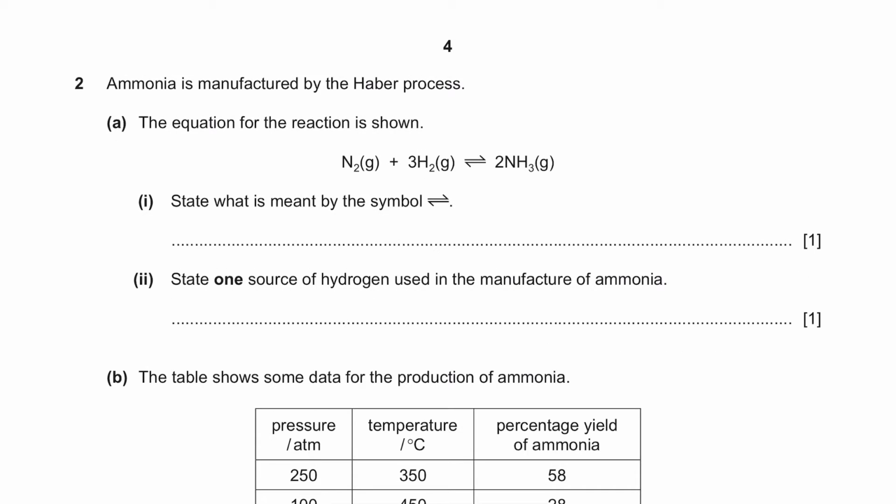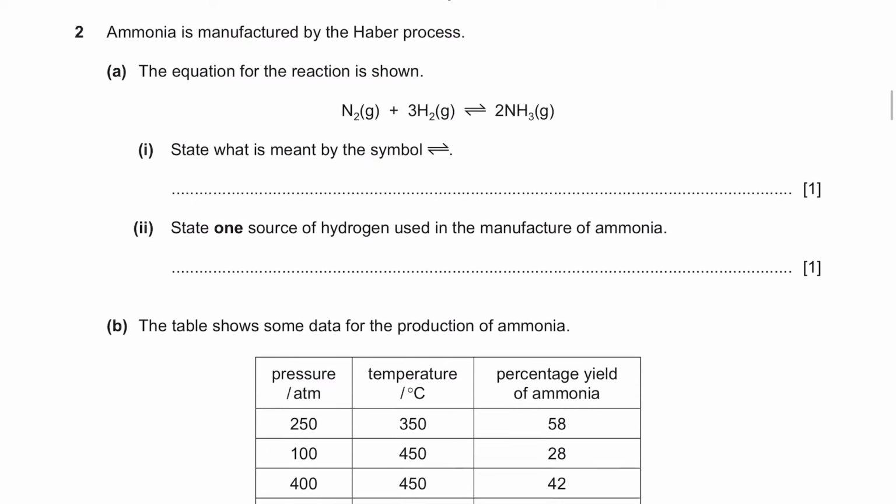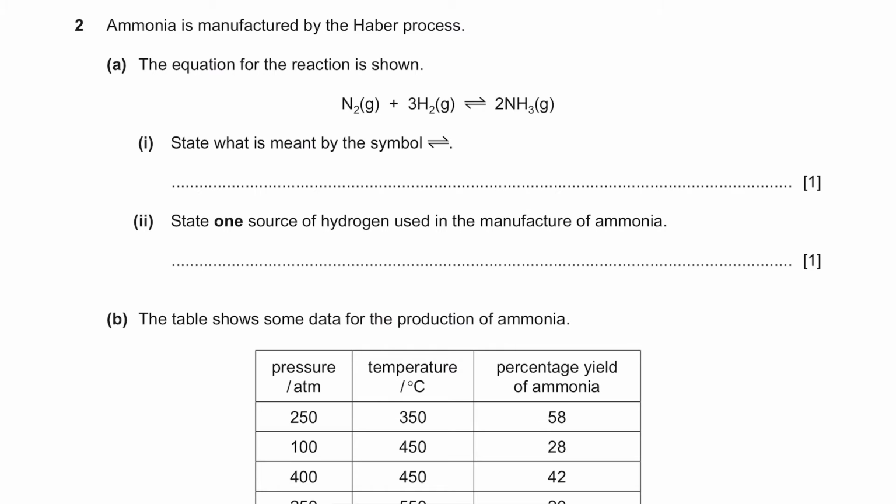Ammonia is manufactured by the Haber process. Part A. The equation for the reaction is shown. N2 gas plus H2 gas produces NH3 ammonia gas. State what is meant by the symbol shown. I'm sure you guys have seen this symbol a lot of times. It stands for a reversible reaction.